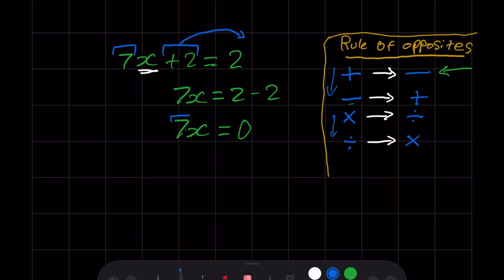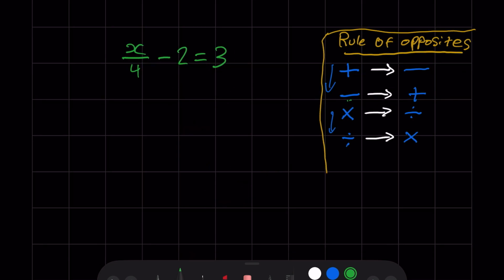Now we have got this 7 that we need to move over. The 7, once again, is multiplying with the x. The opposite of multiplication is division. So we want x is equal to 0 divided by 7. 0 divided by 7 is equal to 0. This question looks a little bit more complicated, but if we follow the same rule of opposites and the same process, it's just as easy.